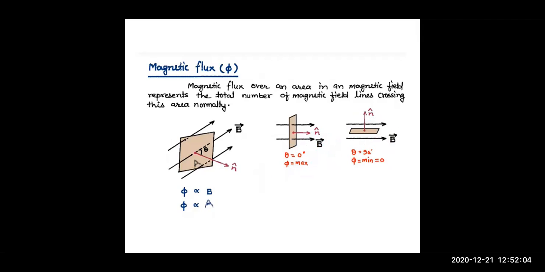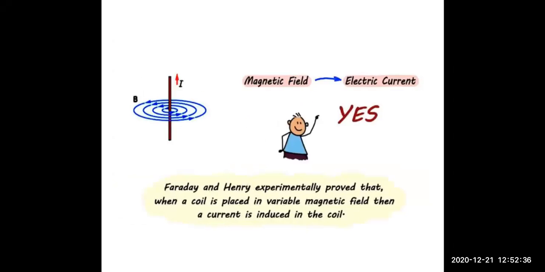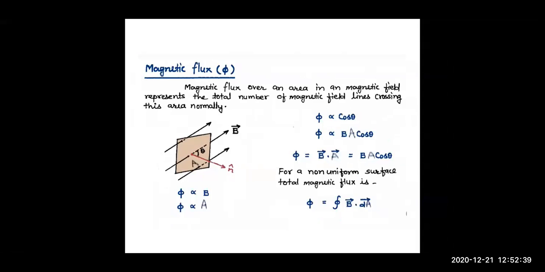So children, here you can see that the flux depends upon the angle between the area vector and the magnetic field. As we know that cos 90 is 0 and cos 0 is 1, it means it depends upon the cos function, right? So the third factor on which the magnetic flux depends is cos theta. If we combine all these, we get phi is proportional to BA cos theta.